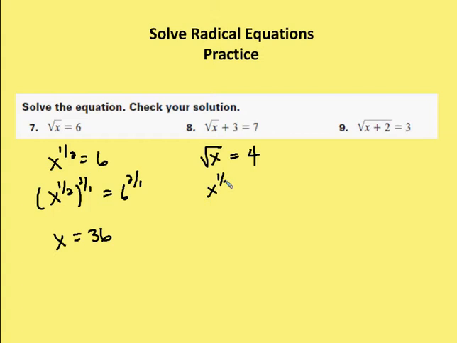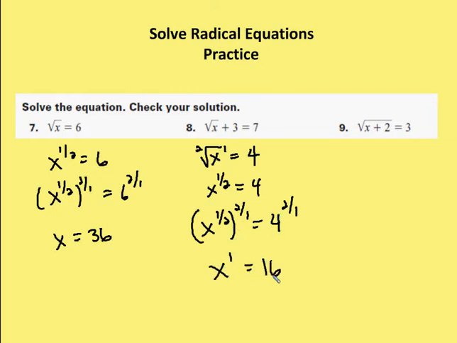I convert this to rational notation. Square root of x is equal to, remember this is unstated, this is 2 as the index, 1 is the power, rewritten in rational notation as x to the 1/2 is equal to 4. I raise this value to the reciprocal, which is 2 over 1, is equal now to 4 to the 2 over 1. X to the 1 over 2 times 2 to the 1 gives me x to the 1. 4 squared is equal to 16.